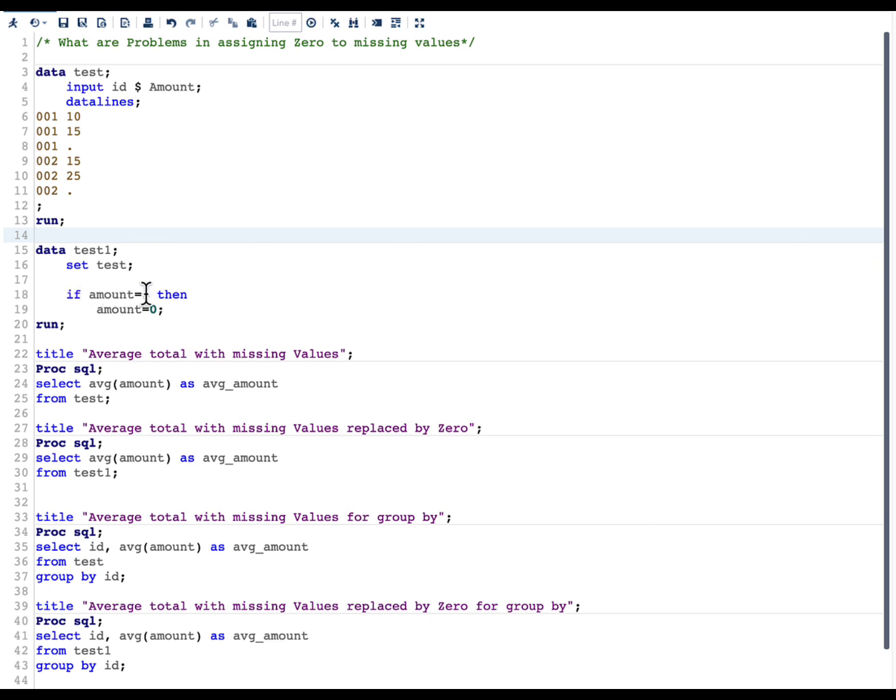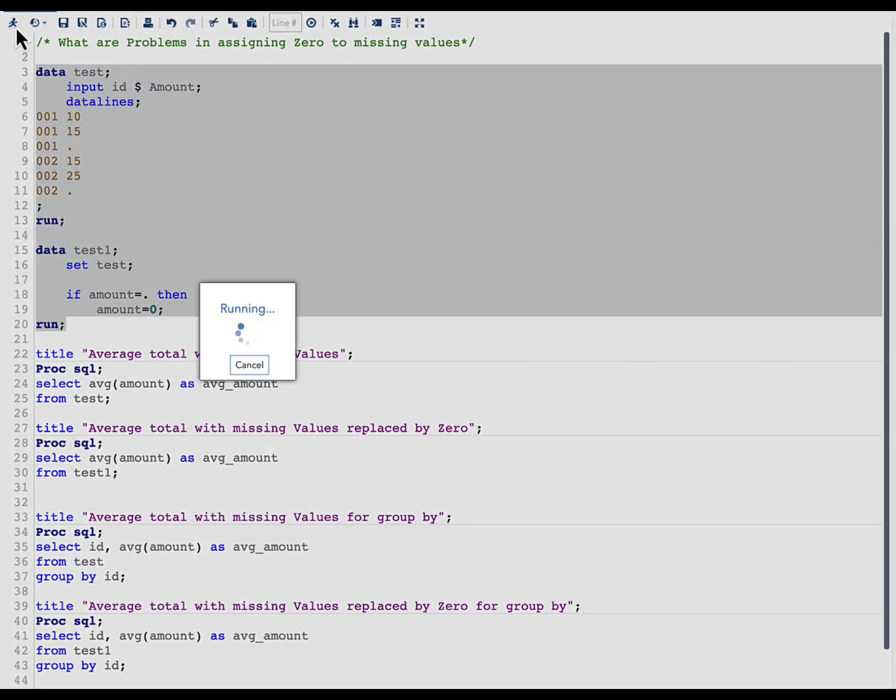Now I'm taking this data set, and in the next step I'm saying if amount is equal to missing, then amount equal to 0. Basically I am replacing these missing values with 0 and creating another data set which I am calling test1. Now let us quickly run our data steps and then see our data.